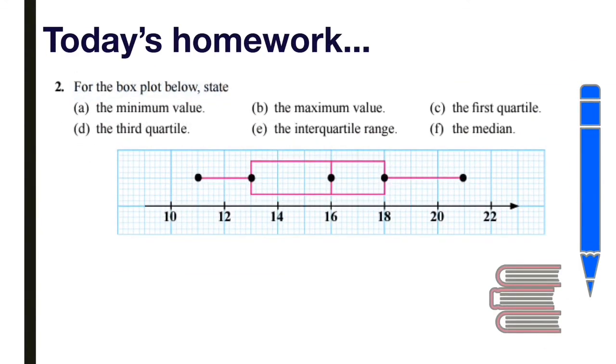Okay, for this question number 2, the box plot is drawn for you. So you just determine the minimum value, maximum value, first quartile, third quartile, and interquartile range, and finally the median.